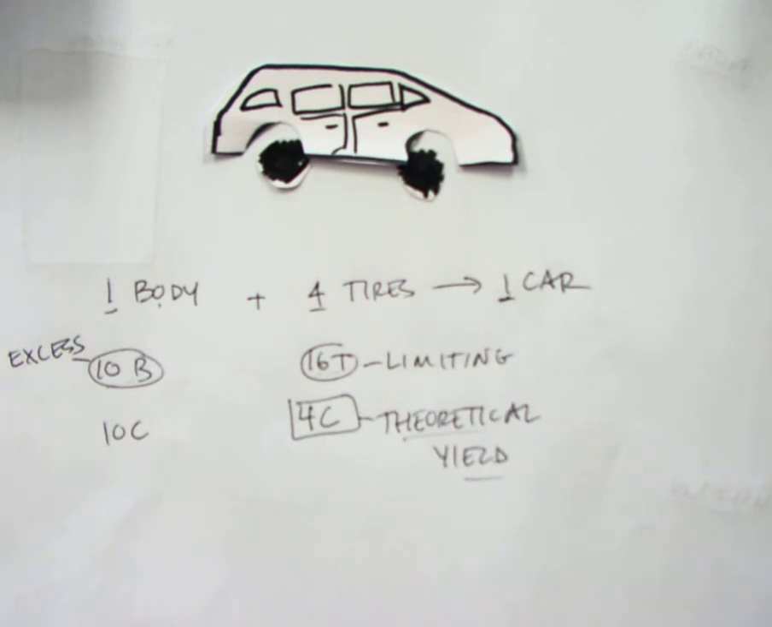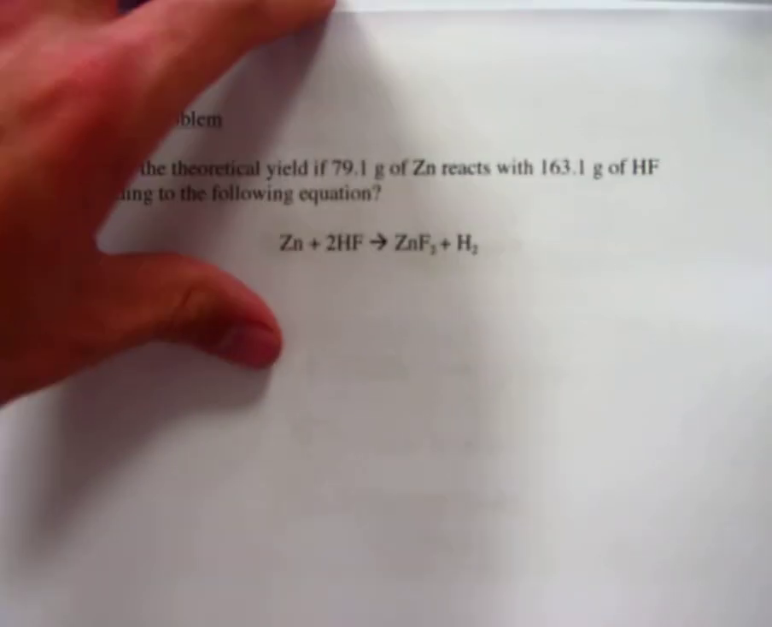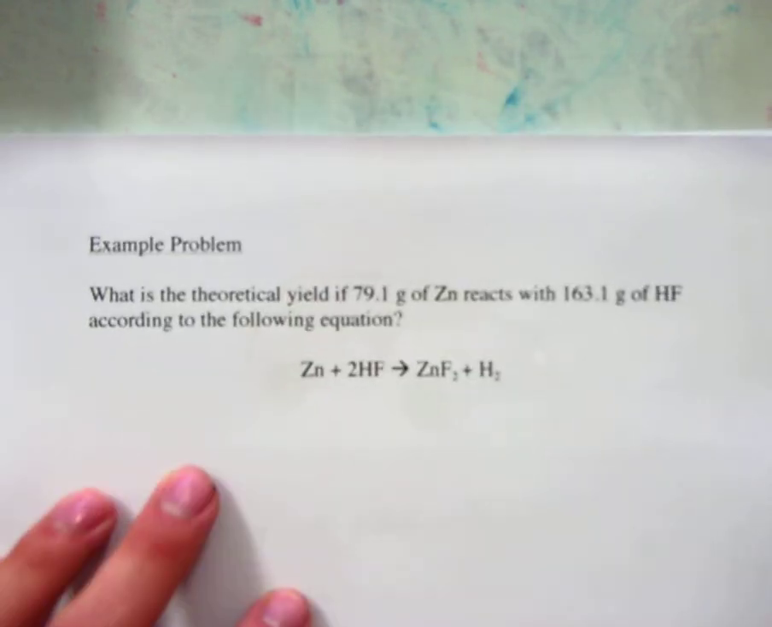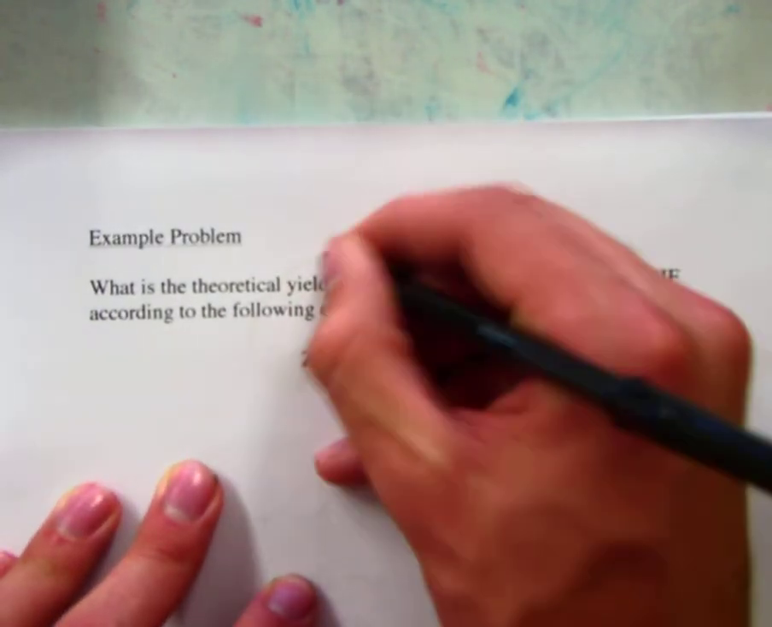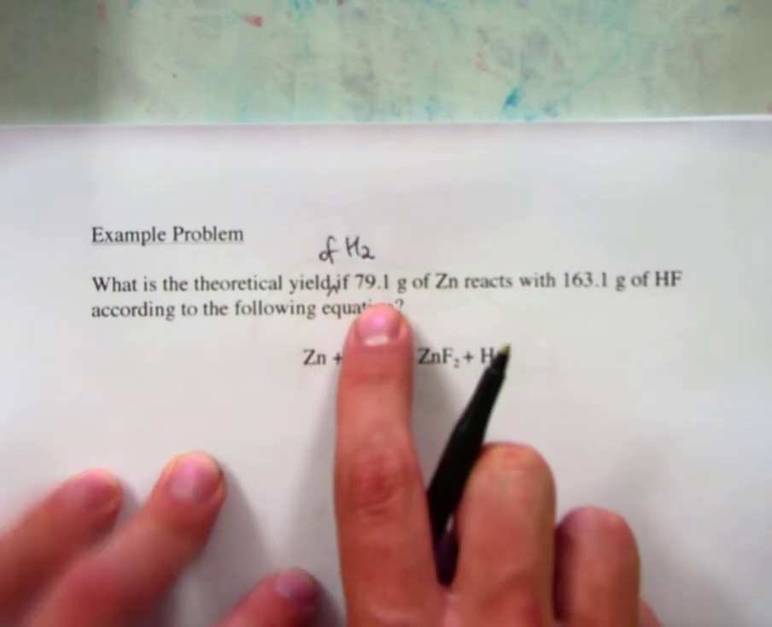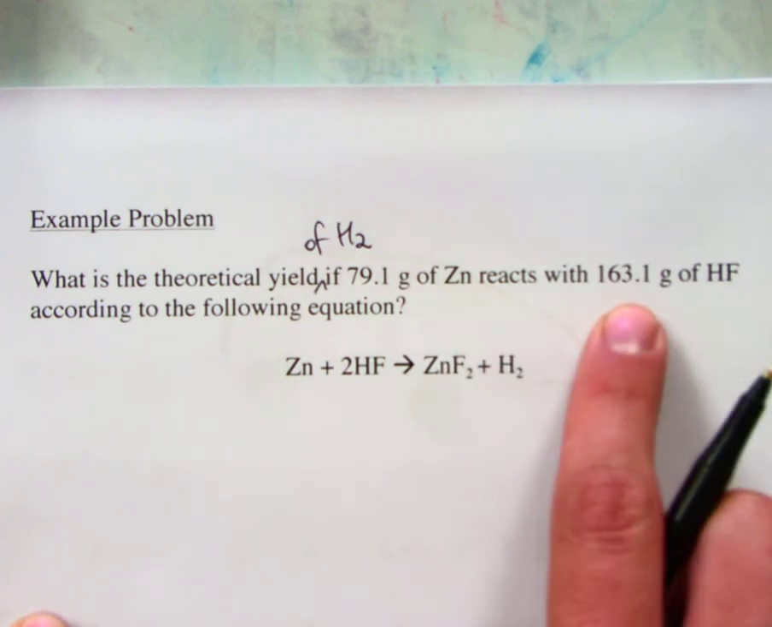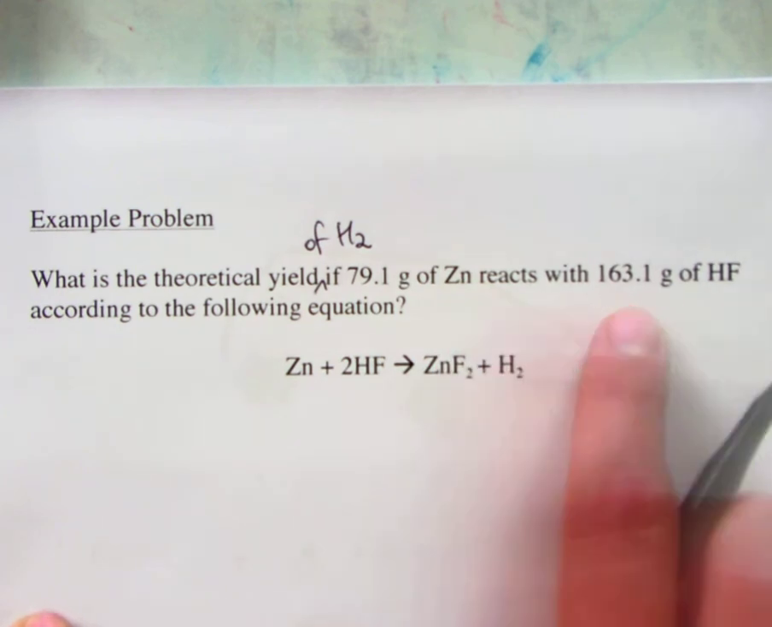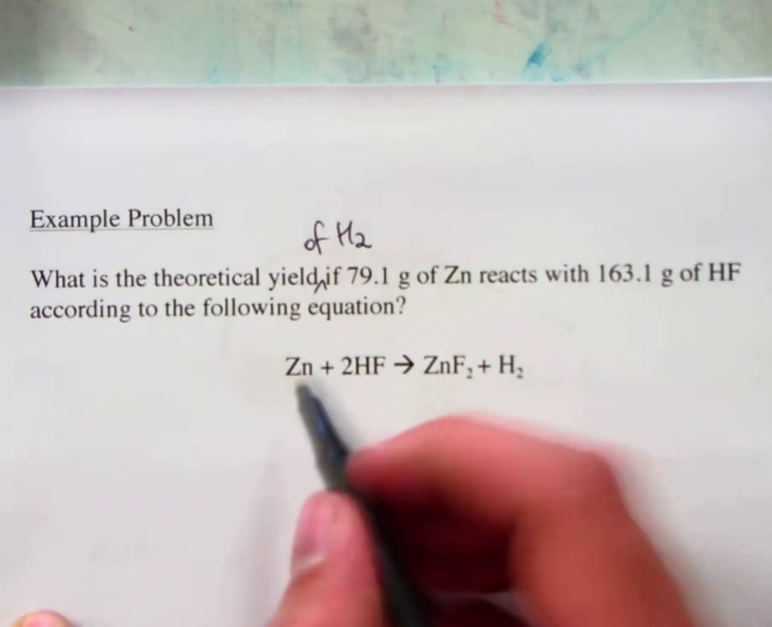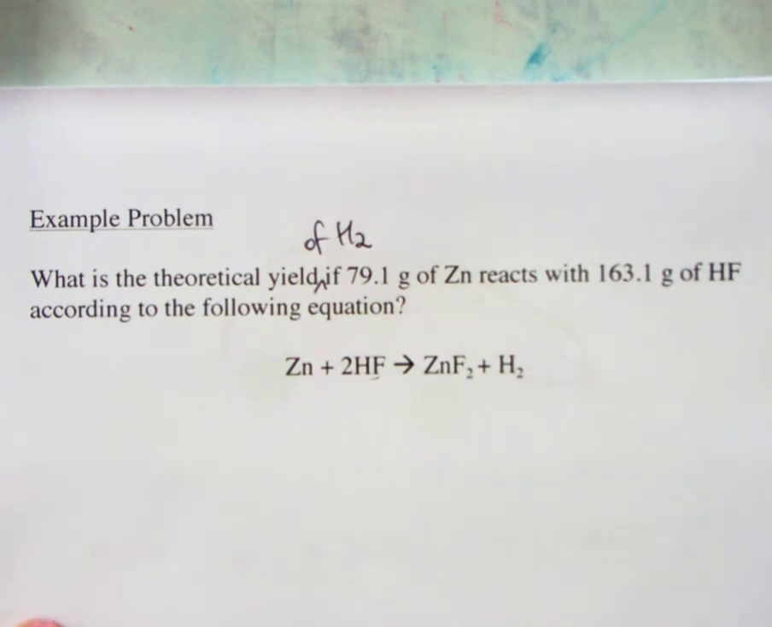That's a non-chemistry example. What does a chemistry example look like? Well, let's say you have a problem that asks you, what is the theoretical yield of H2 if 79.1 grams of zinc reacts with 163.1 grams of HF according to the following equation. Zinc plus 2HF goes to zinc fluoride plus hydrogen gas.